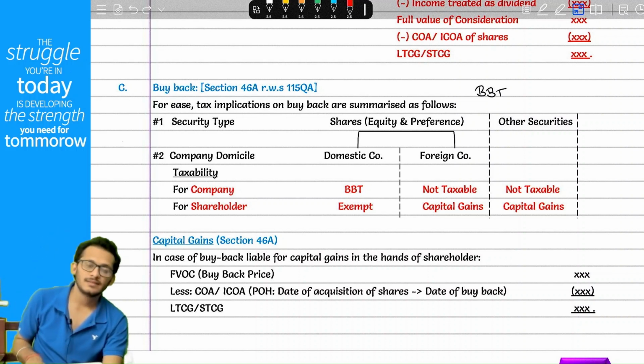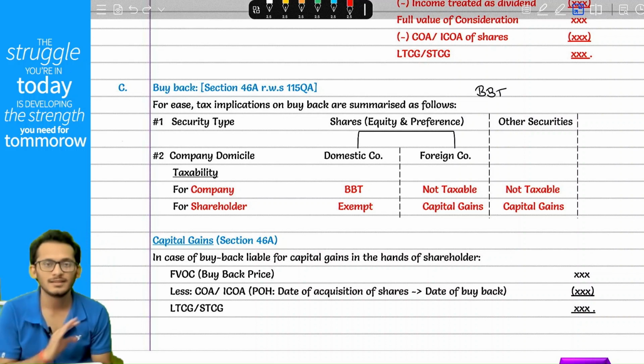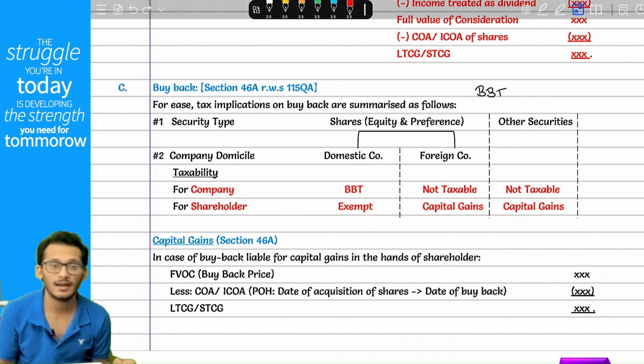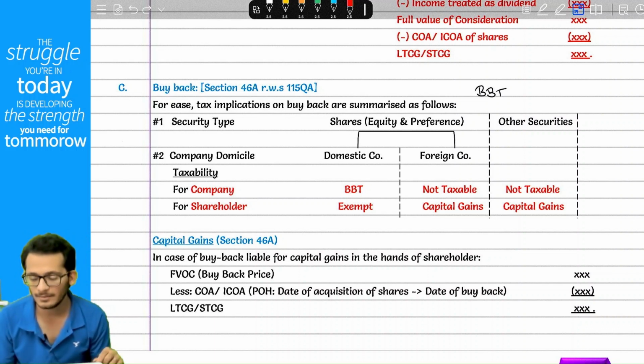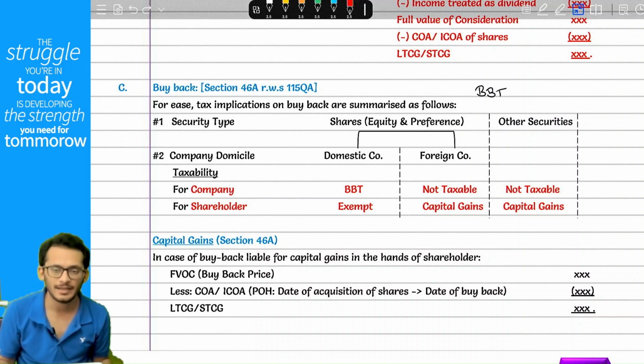Income tax says, if a share is being bought back from a domestic company, then capital gains will not be applicable. It will become exempt in the hands of shareholders. It will become taxable in the hands of the company in the form of buyback tax.